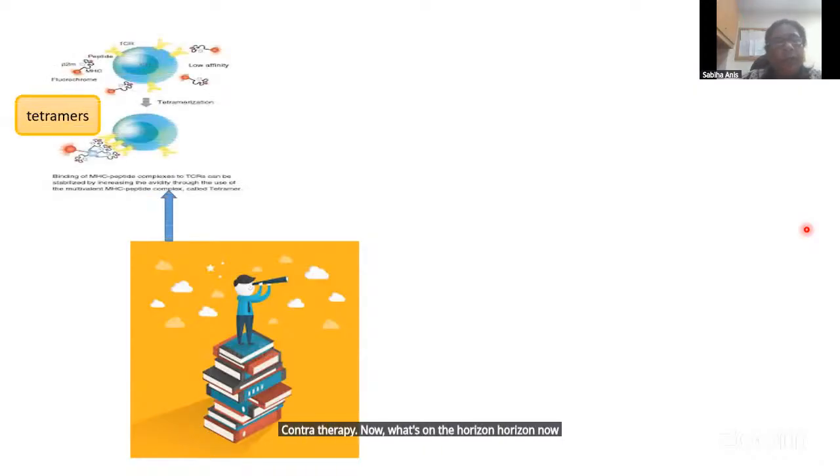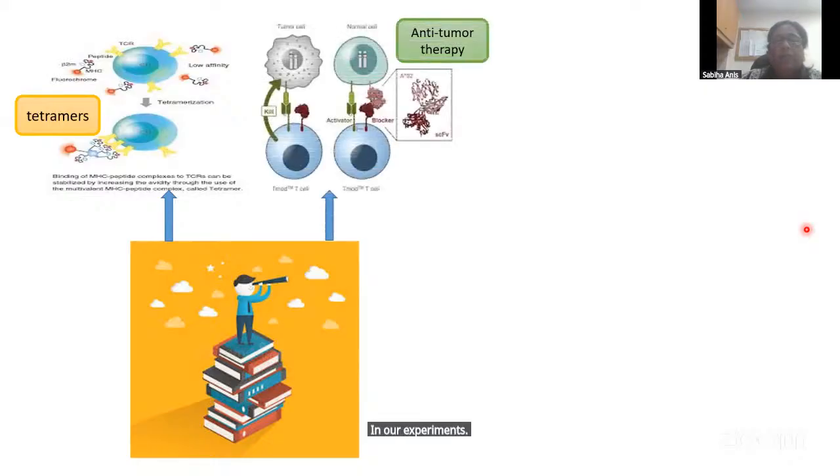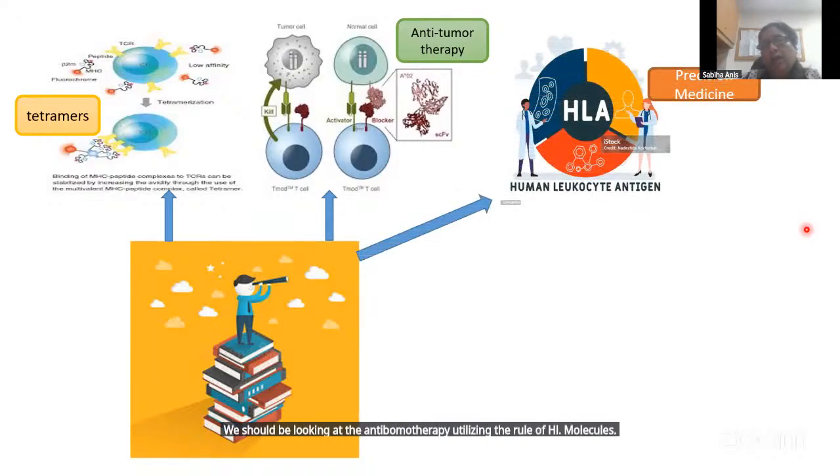Now, what's on the horizon? What should we be doing? We believe we should look at the tetramers. We should increase their utility in our experiments. We should be looking at anti-tumor therapy, utilizing the role of HLA molecules in personalized precision medicine. We should explore it.